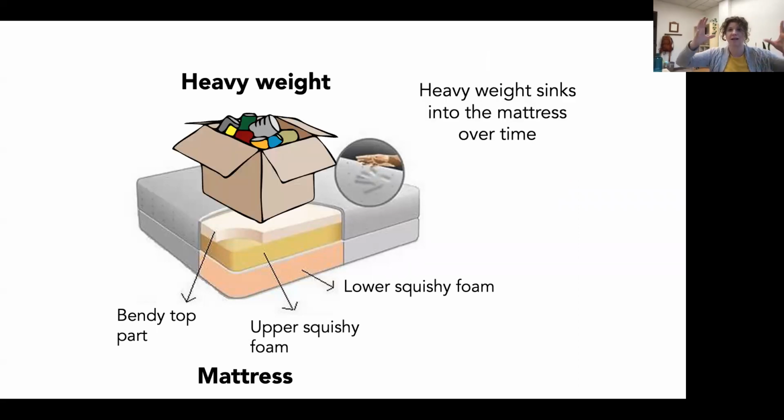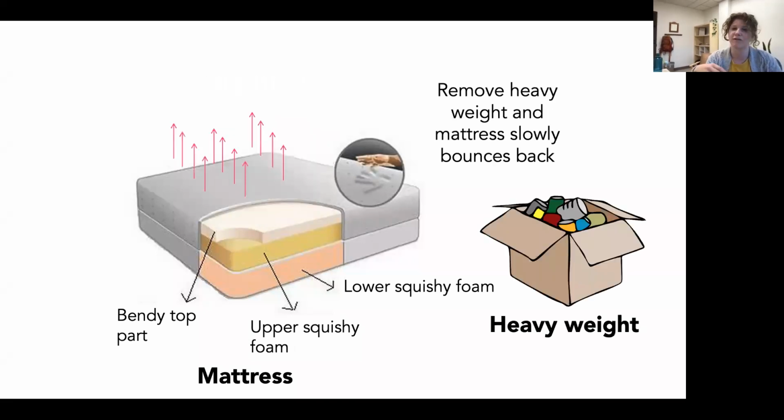Well, at first, the mattress will sink down a little bit, but as the weight sits on the mattress, it'll sink in over time until it gets to however far this weight will sink into the mattress. And then if we take that load or this heavy weight off of the mattress, it will bounce back. At first it'll bounce back, but as this little circle that has the fingerprint shows, it's gonna take some time for the mattress to come back to be fully recovered, right? It's gonna start bouncing back and then slowly come back to its original position.